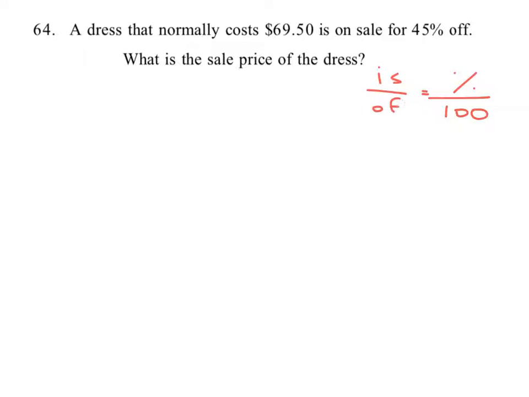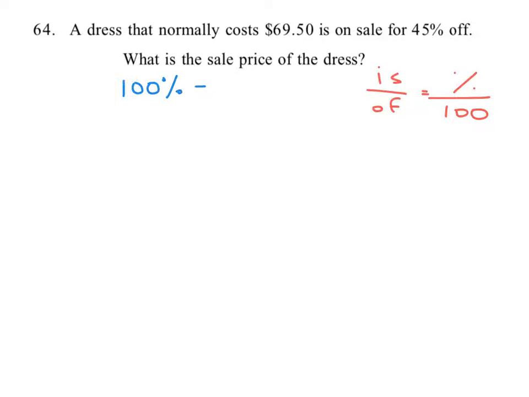And so that original price is going to be the of number. Is will be what it actually is at this percent that you're paying. Now, the big trick with this is you're not paying 45%. You're taking off 45% from 100. So what is 100 minus 45?